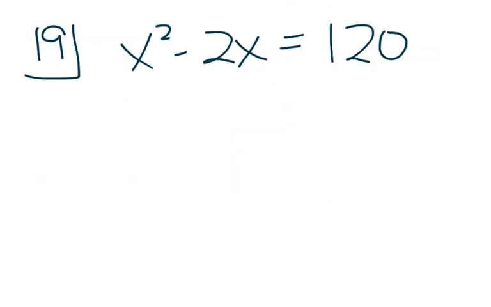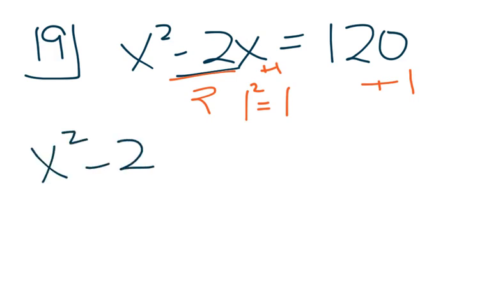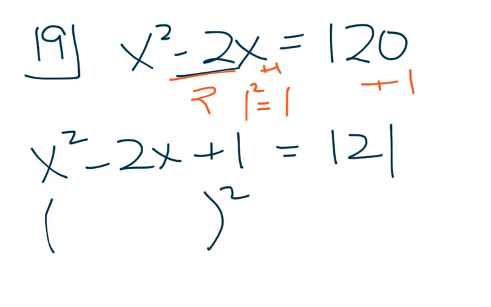Number 19, x squared minus 2x equals 120. So we are going to divide this by 2 and then square it. So 2 divided by 2 is 1, and 1 squared is 1. So we are adding 1 to both sides. So x squared minus 2x plus 1 equals 121. Now we want to factor. So we have x minus 1 squared equals 121.